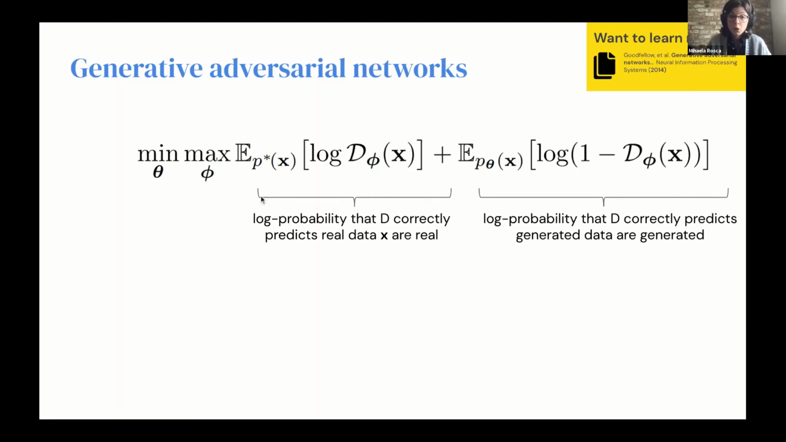Now, the goal of the generator, remember, is to fool this discriminator. So it has exactly the same loss function, but with a change of sign, or the discriminator is maximizing the loss that the generator is minimizing. So the goal of the generator now is going to be to minimize the probability that the discriminator correctly predicts that the generated data is generated. So this is how we quantify what I've said before intuitively, that the generator is trying to fool the discriminator.